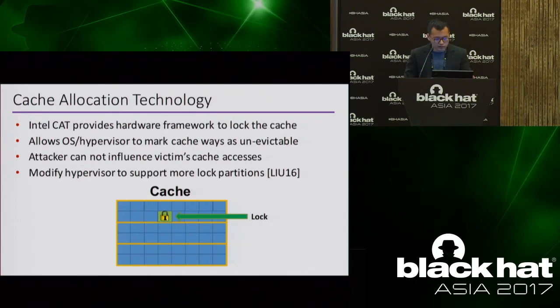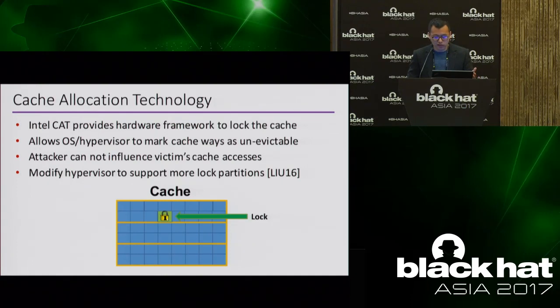And so the third idea is cache allocation technology. This is a fairly new hardware feature. After 2015, Intel announced a new feature called Intel CAT. It provides a hardware framework to lock the cache. So what that means is the operating system or the hypervisor can lock the cache ways for particular processes.